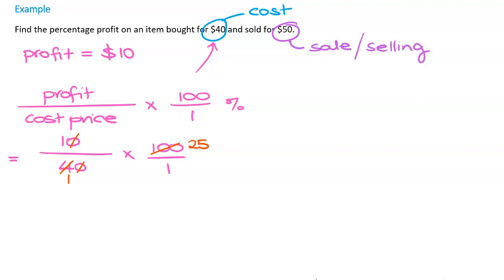So what do I have left? On my numerator, I have 1 times 25, and on my denominator, I have 1 times 1. So with the 1 times 25, we get 25 over 1, which is just 25. And don't forget to add in that percentage sign. Really, really important there. So we made a 25% profit. That was our percentage profit in this question.